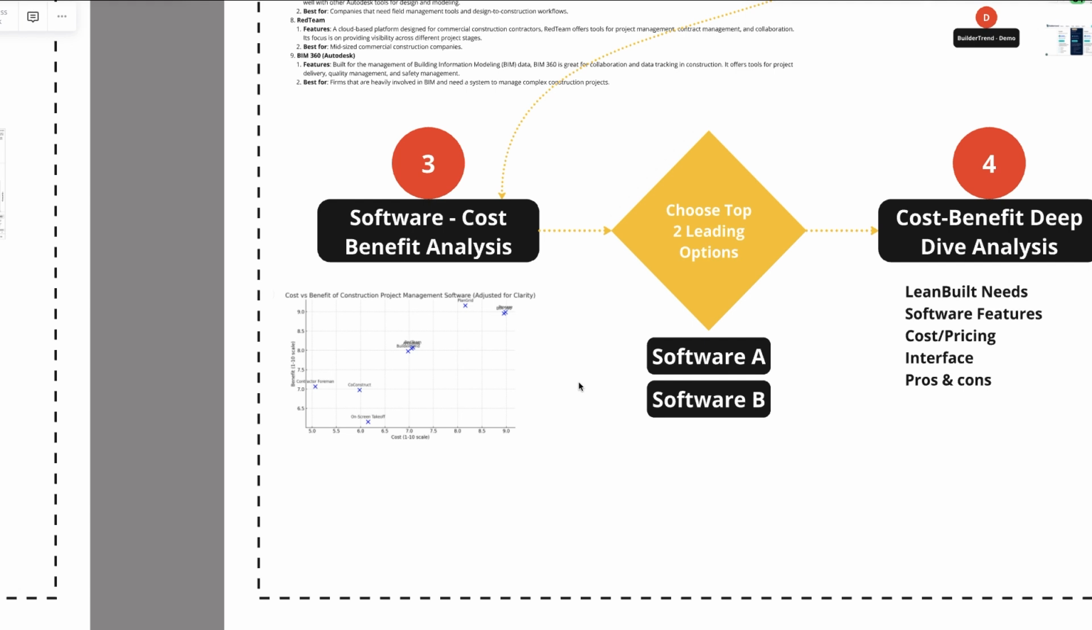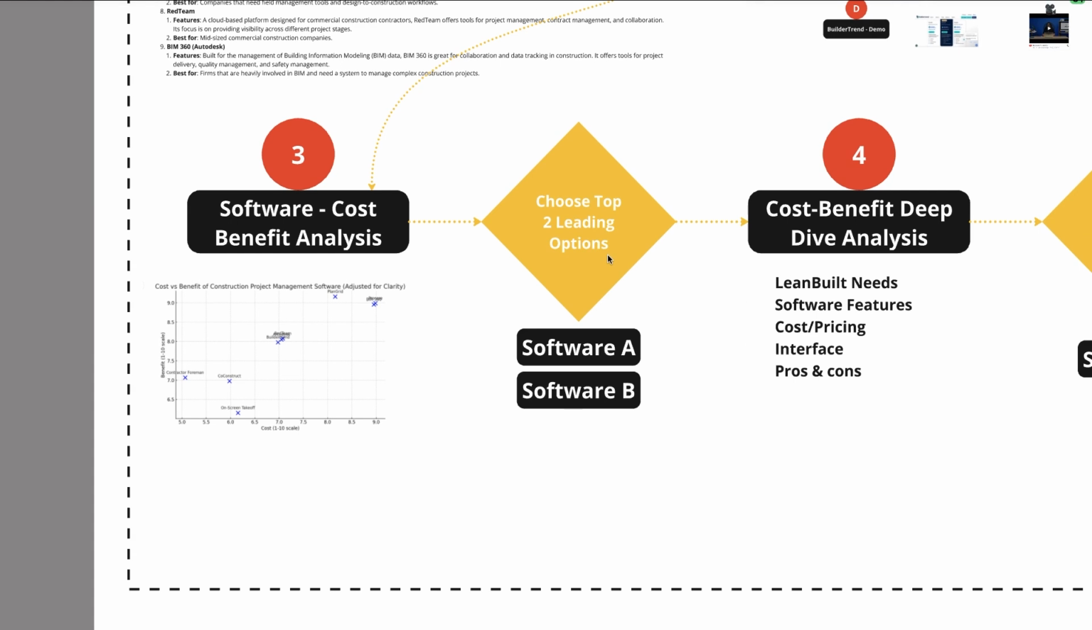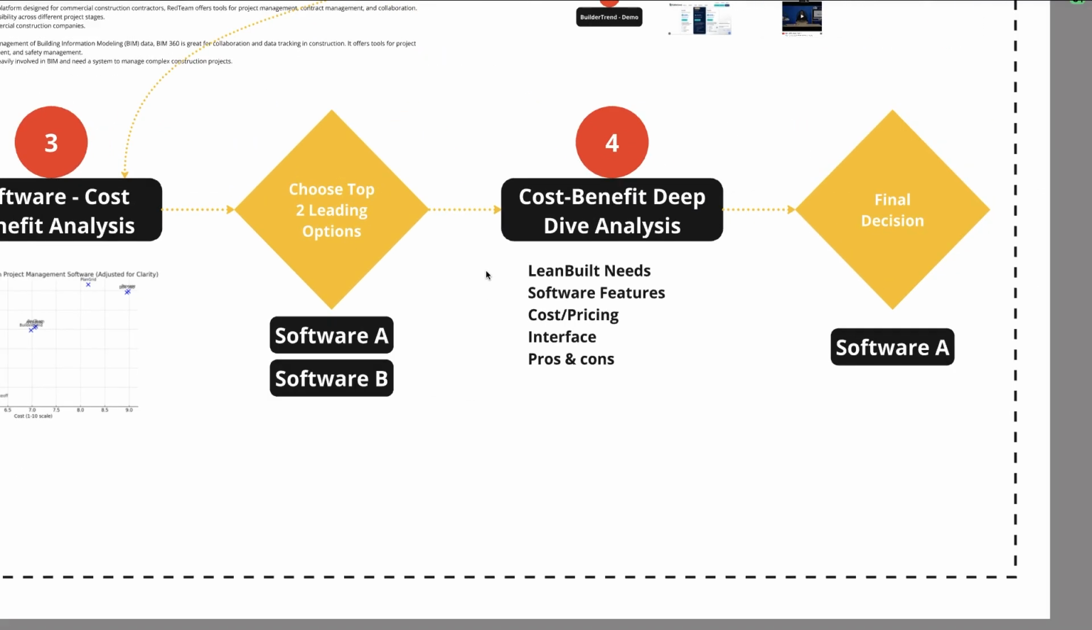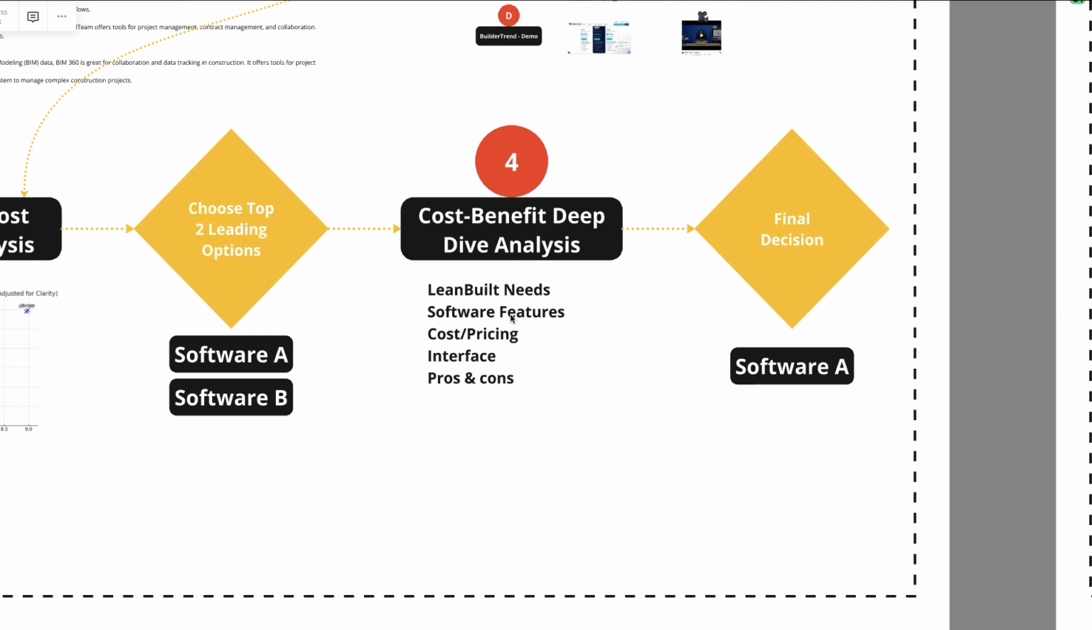I love it. Okay. And then I see here that from that cost benefit analysis, you chose the two leading options, right? Software A, B. I think we're going to be software agnostic on this video, so we're not pushing any particular software, but we're just talking about the process we used to find that software. So we broke it down into two different softwares, and then we did this deep dive analysis. This is where we actually got in and started using the software and really understanding what the implications were. Maybe talk a little bit about this, Nico.